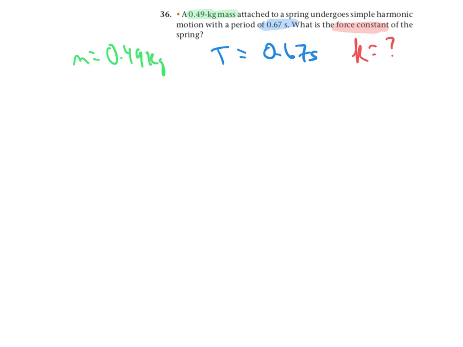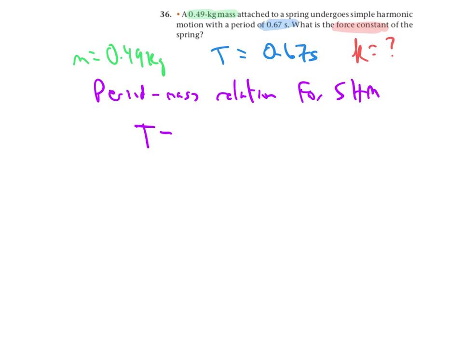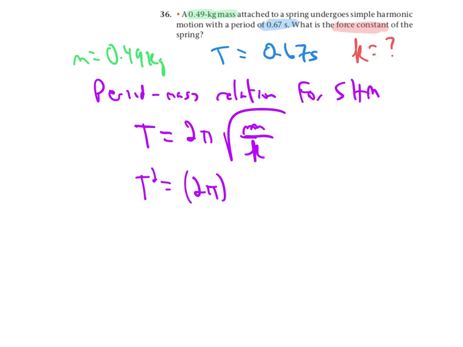There's something called the period-mass relation for simple harmonic motion. And it says that the period is 2 pi times the square root of m over k. So we just have to solve that. Square both sides. And the reason for doing that, of course, is that we get the square root to go away.